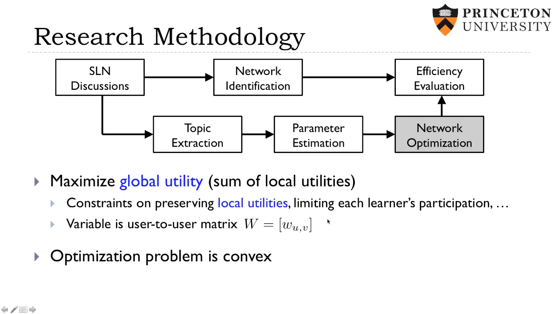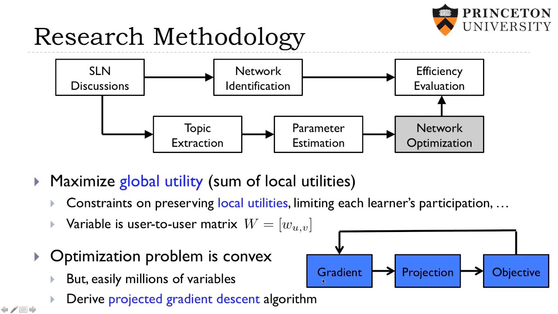The resulting optimization problem is convex, which makes it solvable in theory using standard off-the-shelf methods. However, we're optimizing over the full user-to-user network. With even 1,000 learners, which is among the smallest of our datasets, this problem will have over millions of variables. Therefore, we derive a more efficient projected gradient descent algorithm in which the steps of computing the gradient and moving in its direction, projecting onto the feasible region, and recomputing the objective are repeated until the algorithm converges.